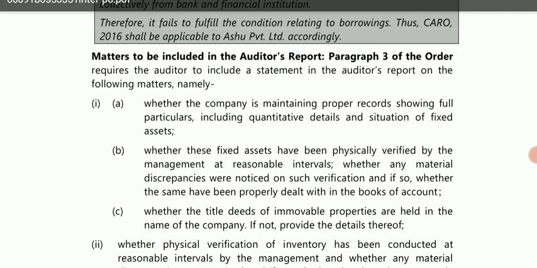I hope that you have enjoyed lecture number 1 on CARO 2016 and welcome to lecture number 2 of CARO 2016. So till yet we have discussed the applicability and the exemptions to CARO 2016. We also learned that to whichever company CARO is applicable, the auditor has to make certain disclosures in his audit report and he has to include certain matters in his audit report. Okay, so one by one we will discuss all the points.